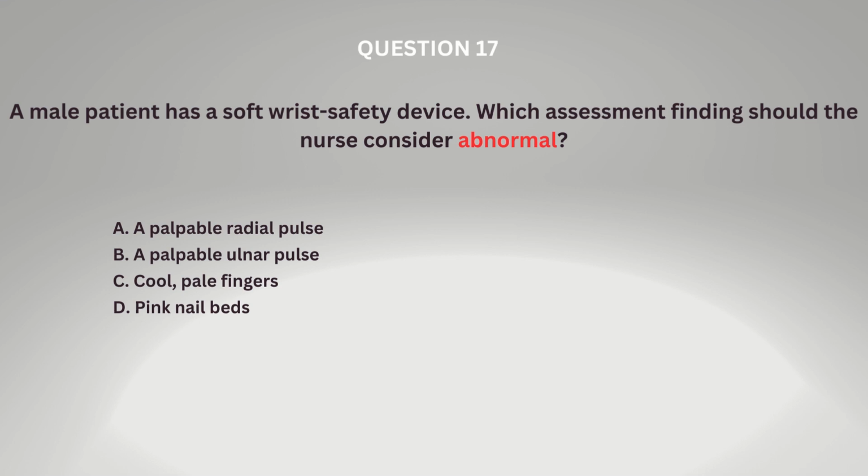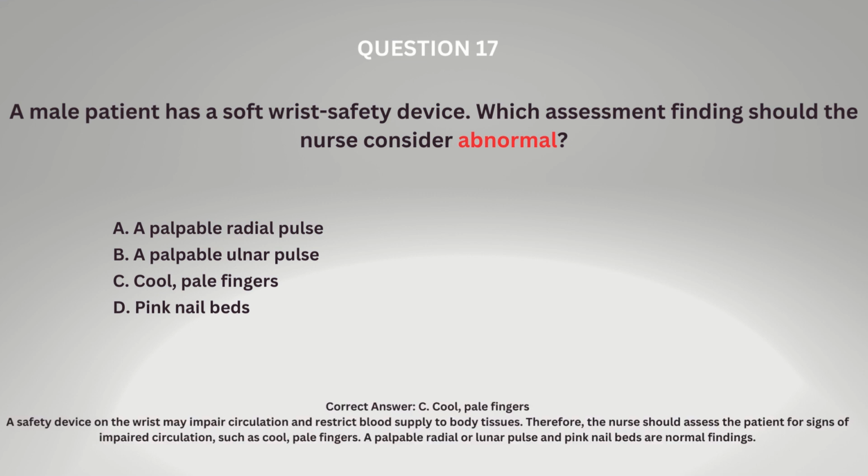A. A palpable radial pulse. B. A palpable ulnar pulse. C. Cool, pale fingers. D. Pink nail beds. The correct answer is C. Cool, pale fingers. A safety device on the wrist may impair circulation and restrict blood supply to body tissues. Therefore, the nurse should assess the patient for signs of impaired circulation, such as cool, pale fingers. A palpable radial or ulnar pulse and pink nail beds are normal findings.